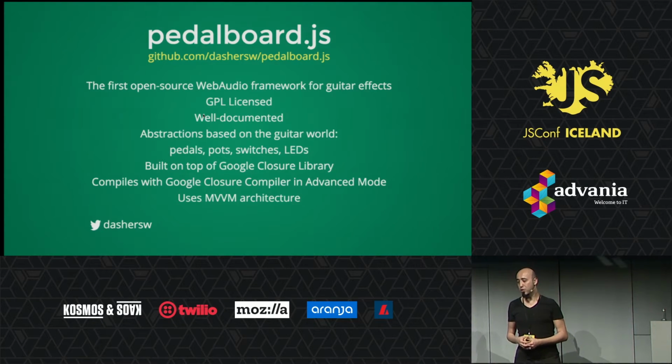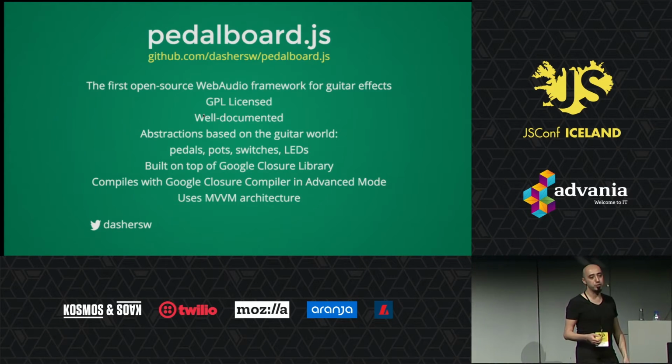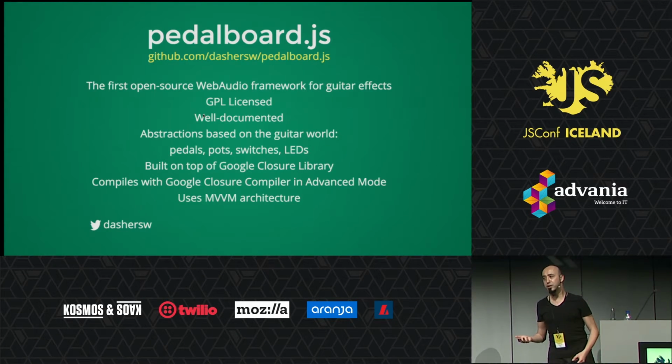But yeah, Google Closure Compiler has a really nice mode called Advanced Mode, which rewrites your code from scratch, doing a lot of optimizations, just like a real compiler, just like a C compiler. And it also optimizes for speed and for download speed and for runtime performance. So Pedalboard JS is built on top of Google Closure Library because that was the best choice in 2012.